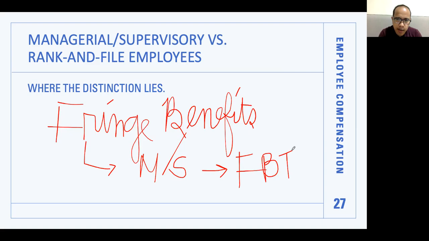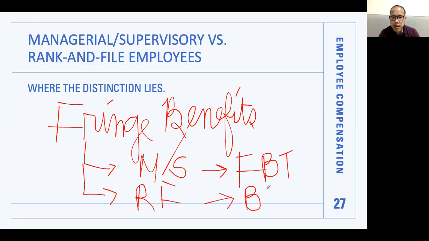FBT, final income tax yan. Hopefully, naaalala nyo sa income tax ninyo. Kung ang fringe benefits ay ibibigay mo o ibabayad mo sa isang rank and file employee, this one will be subjected to basic income tax. Progressive rate. Una distinction yan. Magkaiba ng tax treatment. Fringe benefits to managerial, fringe benefits tax. Fringe benefits to rank and file, basic income tax.